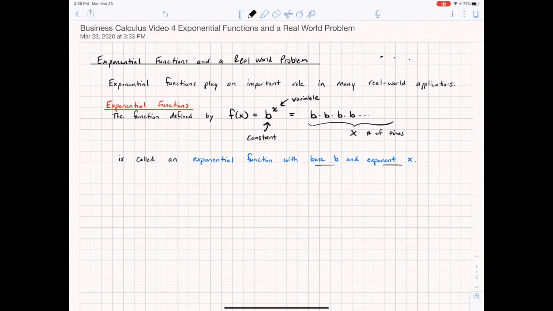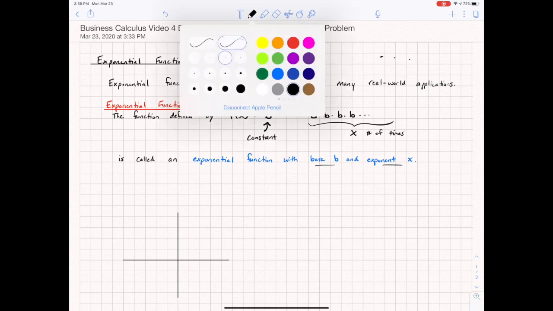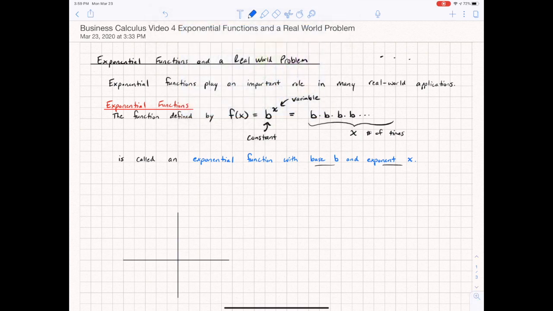Graphically speaking, there are two different graphs that you could see from an exponential function. One is an exponential function that could look like this. This is when b is greater than 1. Typically, applications of this are exponential growth: population, bacteria, investments if we're doing interest, and things like that.